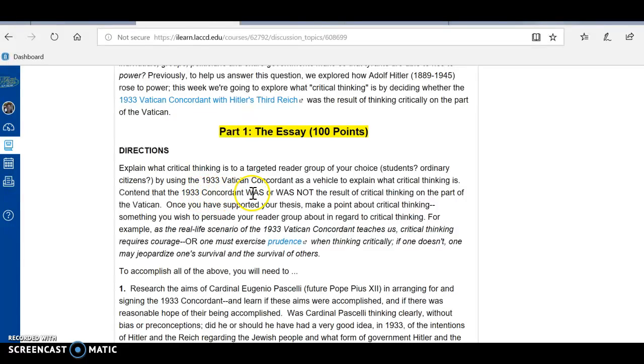Contend that the 1933 Concordat was or was not the result of critical thinking on the part of the Vatican. Once you have supported your thesis, make a point about critical thinking, something you wish to persuade your reader group about in regard to critical thinking. For example, as a real-life scenario of the 1933 Vatican Concordat teaches us, critical thinking requires courage, or one must exercise prudence, caution, when thinking critically. If one doesn't, one may jeopardize one's survival and the survival of others. Now, these aren't the only two persuasive purposes that you would have for this essay. You can come up with whatever your own persuasive purpose is.